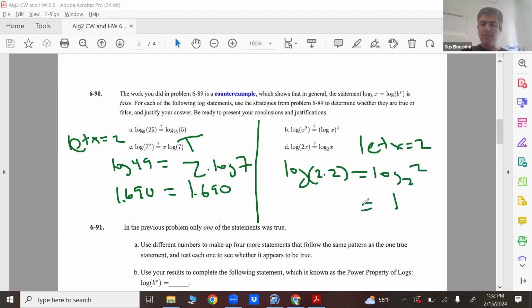Yeah, that will be one on the right side. Yeah, those are not the same.